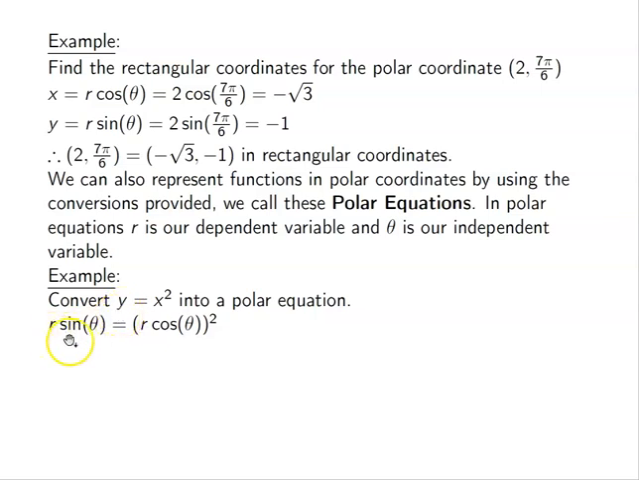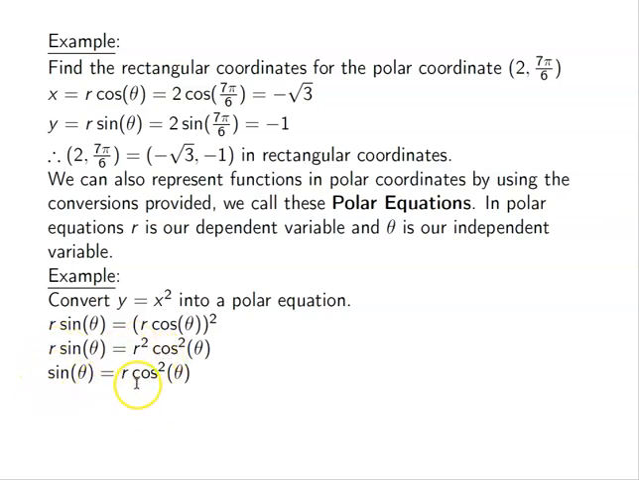So y is r sine, x is r cosine. My x is squared, so I'm going to have r sine theta is r squared cosine squared theta. Let's go ahead and try to get all my r's together, because remember, r is my dependent variable and theta is the independent. So I want r equals some function of theta. My goal is to isolate r by itself and have r equals all the theta stuff left over. Okay, so I'm going to divide both sides here by r.